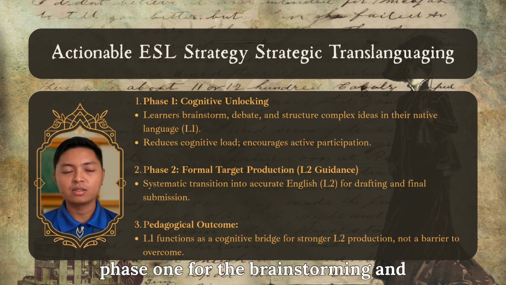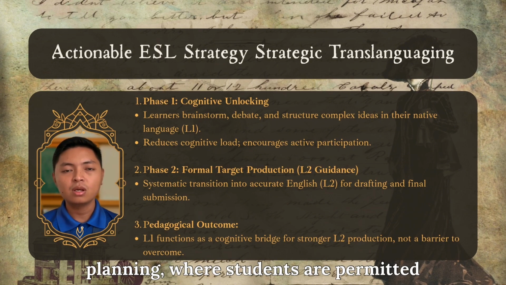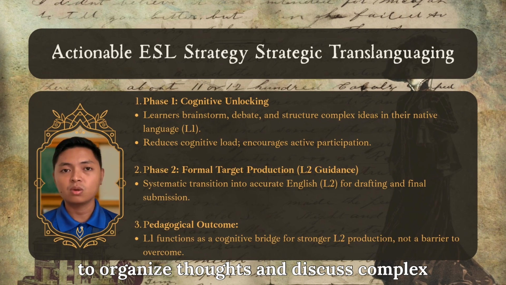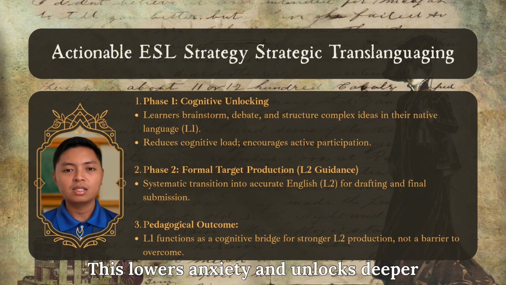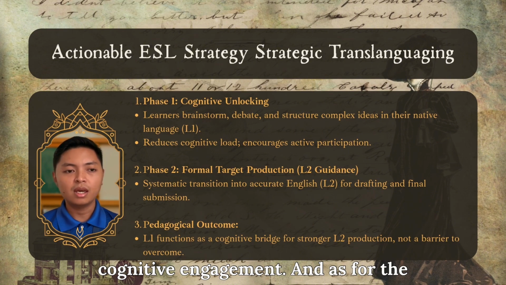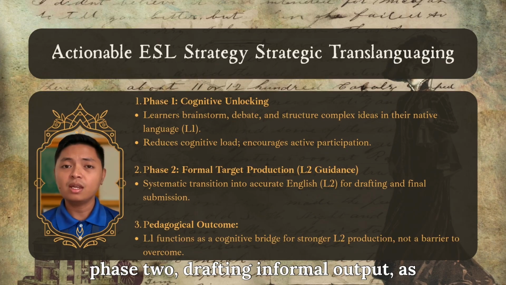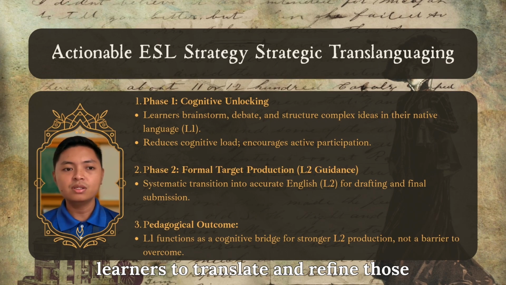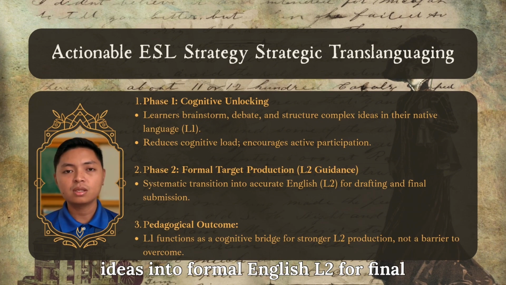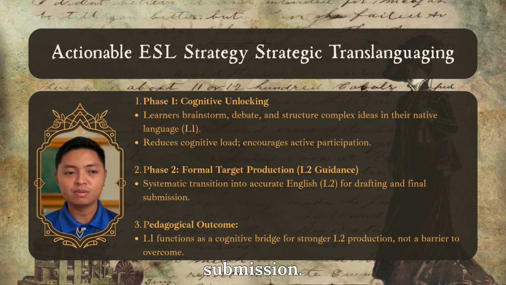That is phase 1 for brainstorming and planning, where students are permitted to organize thoughts and discuss complex ideas using their native language, L1. This lowers anxiety and unlocks deeper cognitive engagement. And as for phase 2, drafting and formal output, as the task progresses, the teacher guides learners to translate and refine those ideas into formal English, L2, for final submission.